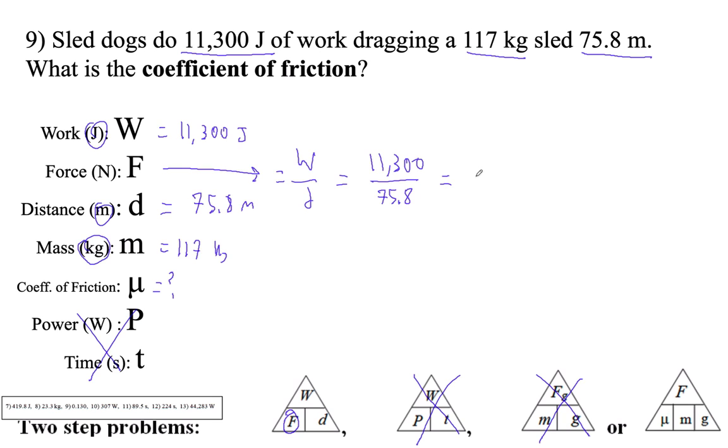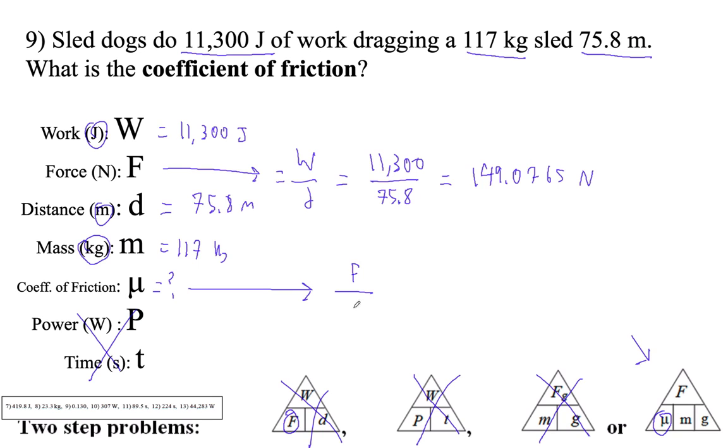So the force that these sled dogs exert is 149.0765 newtons. All right. So now we know the force, right? Since we've already used that formula, we're not going to use that one because there's no power or time, right? We're not lifting. It must be this formula, right? So let's see. And what are we solving? We're solving for mu. So mu is force divided by mg.